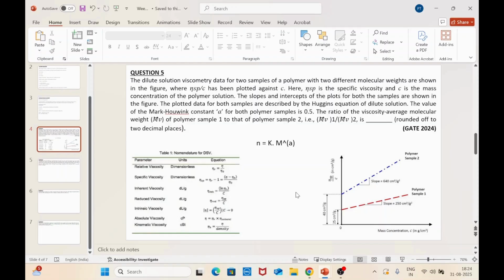Alpha, again, is a specific constant which is given for both polymer samples as 0.5. Since it's the same polymer in the same type of solvent, the K value is also going to be constant for both of them. So alpha is constant, K is constant. You know the value of intrinsic viscosity, and from there can we just calculate the ratio of the molecular weight of polymer sample 1 to that of polymer sample 2?